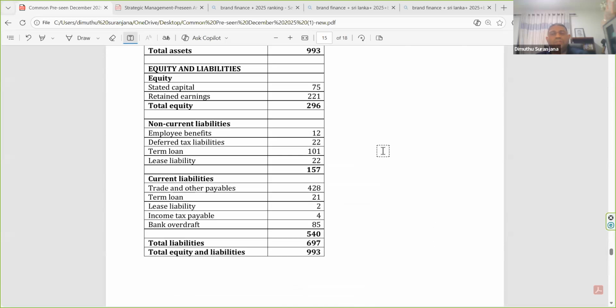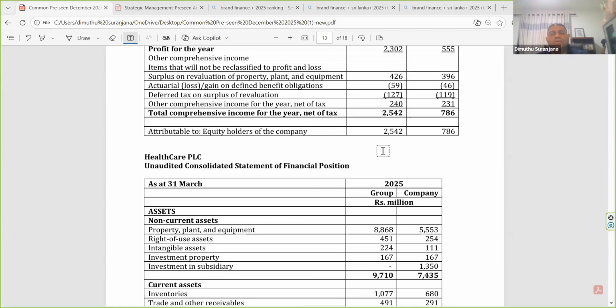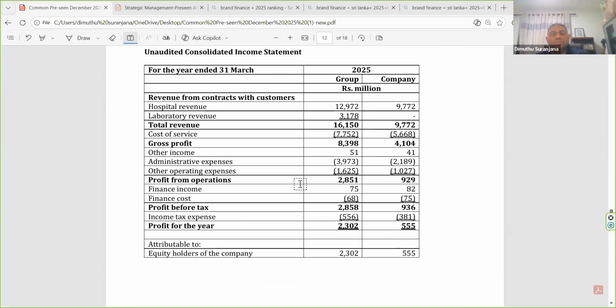Into 33. So it was mentioned that Matara Hospital is also struggling and just breaking even, at 100. But see this, the group property is 3 times compared to the company. So the laboratory may be more profitable. That is the assumption, right? Yes, laboratory revenue is there. Here, say 3178, right? So it may be more profitable.